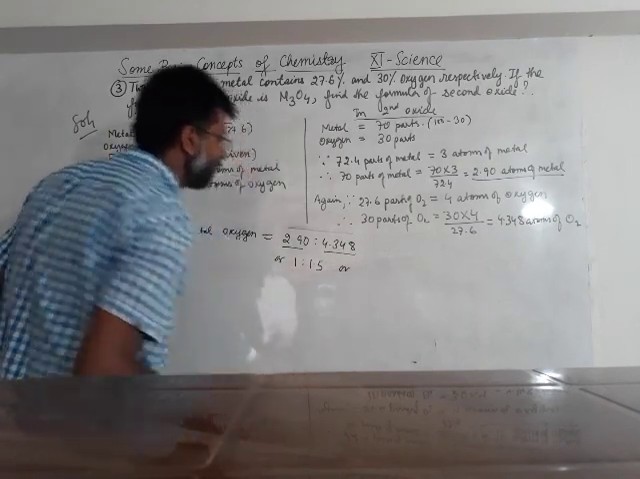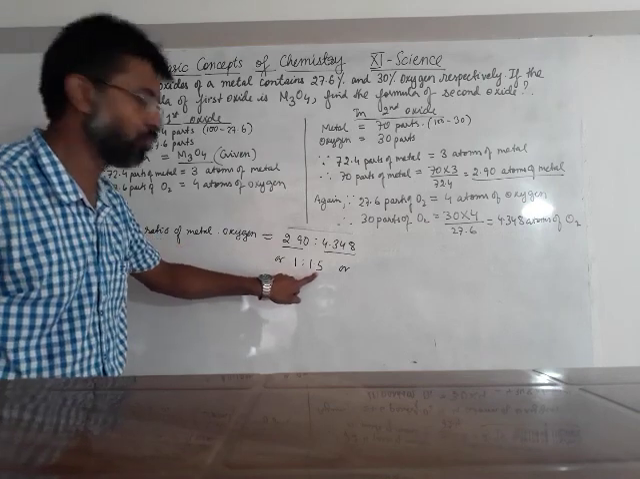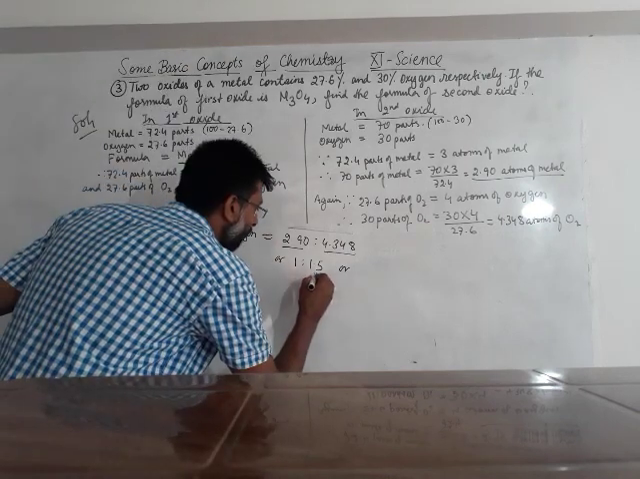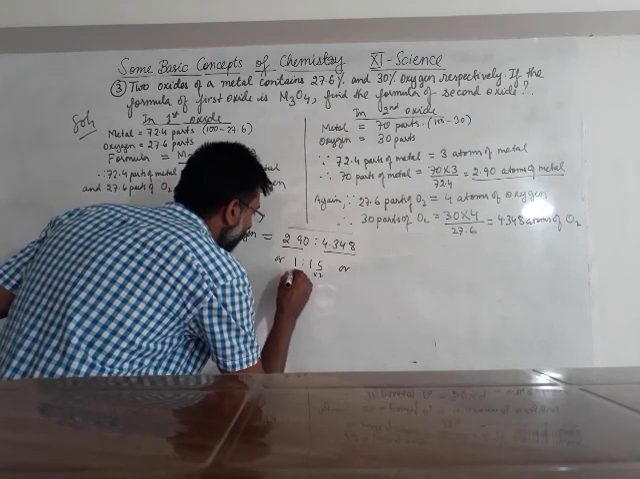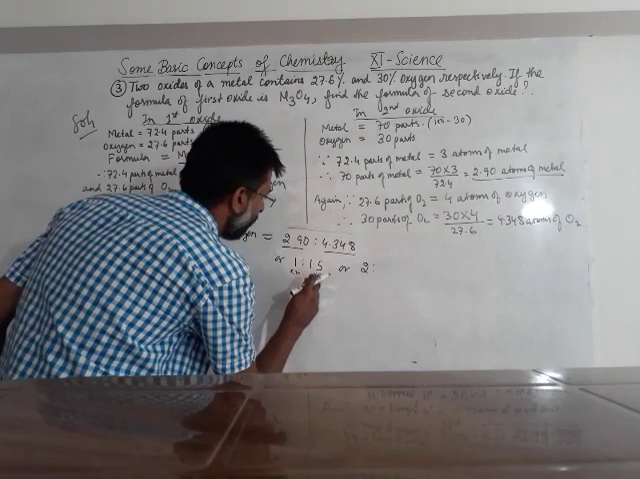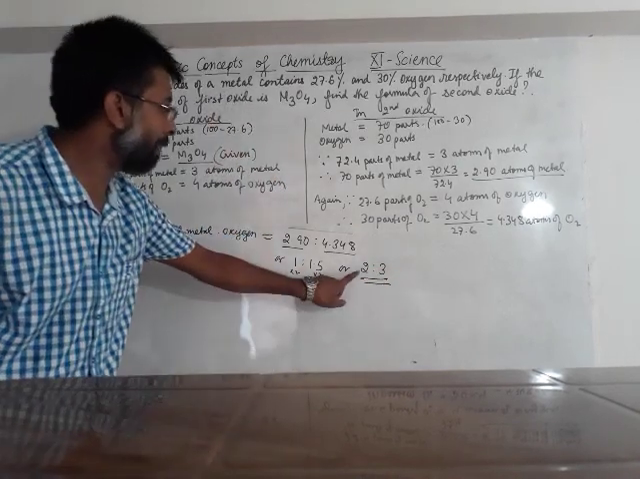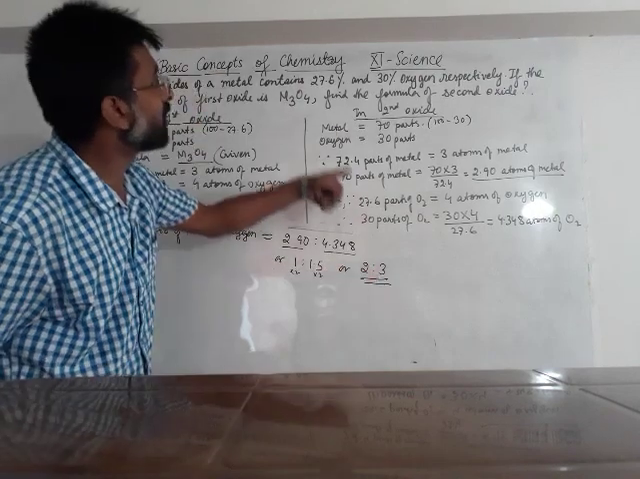This is 1.5. You cannot round it to 2. You can multiply this 1.5 by 2. If you multiply here by 2, you also multiply by 2 there. So that will come to 2 is to 1.5 into 2, which becomes 3. So this is the ratio of the metal and the oxygen in the second oxide.